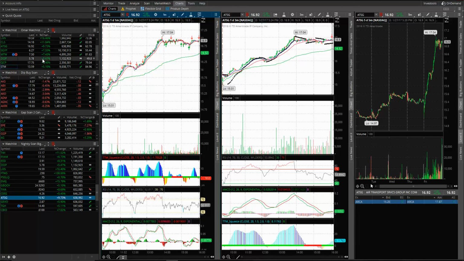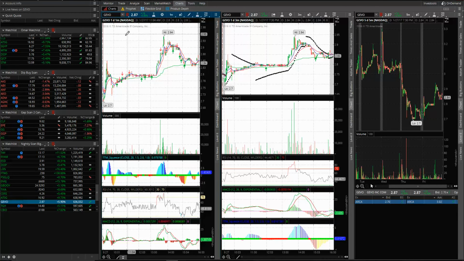All right. And it may continue to rip up. You may want to buy it. It may continue upwards. But yeah, it's had a huge move. GVO is one of those stocks that moves a lot too. Not a lot of volume.